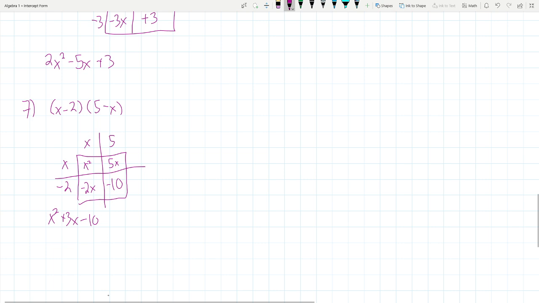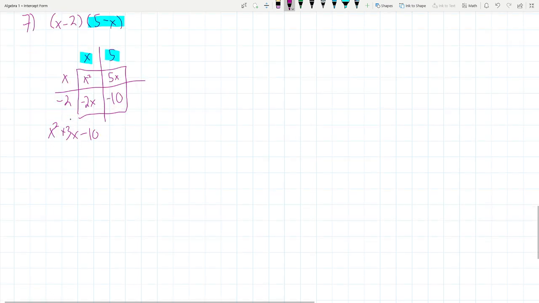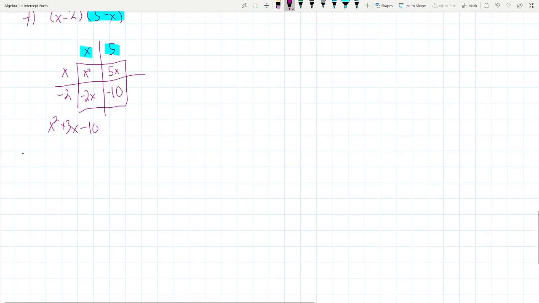So where'd they go wrong? Well, where they went wrong is right here. They didn't show that correctly in this location. It should have been negative x. Otherwise, they had it set up right, and then they would have multiplied and they would have gotten it right. All right, let's keep going.